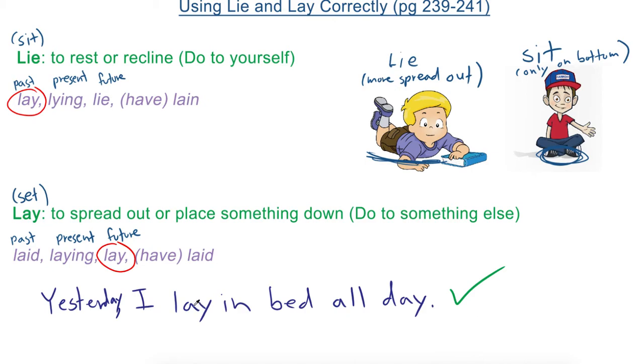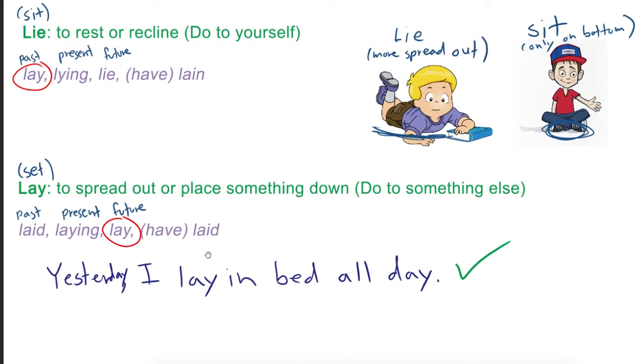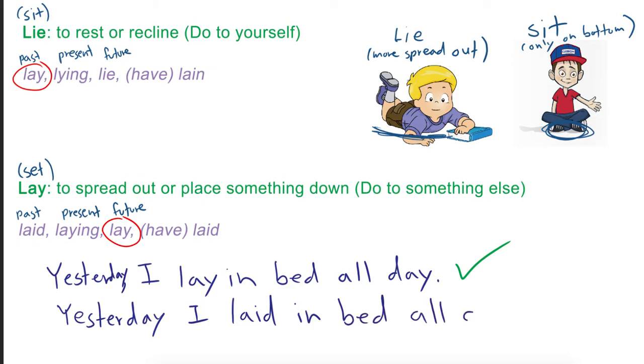Since you're doing it to yourself, you're laying yourself down, you can use this. The past tense of lie is lay. So you can use lay in this way. That's correct. But you cannot say, yesterday I laid in bed all day.